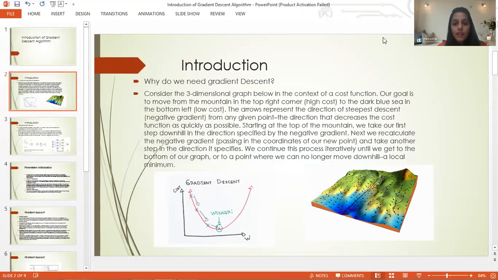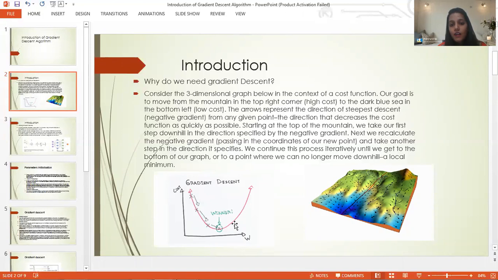Consider the three-dimensional graph below in the context of the cost function. Our goal is to move from the mountain in the top right corner to the dark blue sea in the bottom left. Here the arrow represents the direction of the steepest descent, meaning the negative gradient: from any given point, the direction that decreases the cost function as quickly as possible.